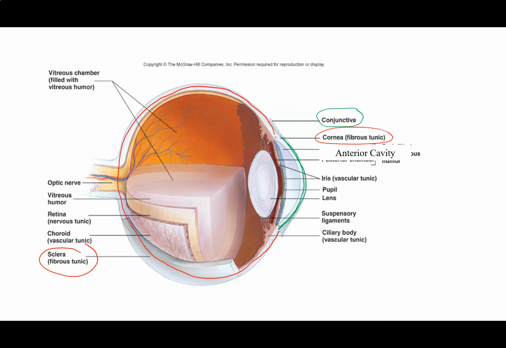If we move interiorly, the next layer or coat is known as the vascular tunic. It's called the vascular tunic because it is rich with blood vessels. And the first structure of the vascular tunic that we're going to be discussing is called the choroid.